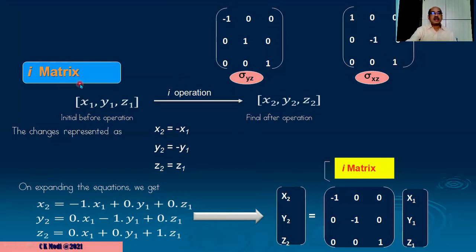In the same way we can get the matrix for the I operation. While performing the I operation, x1, y1, z1 become x2, y2 and z2, where x2 is equal to minus x1, y2 is equal to minus y1, and z2 is equal to minus z1. So all of you just keep in mind that for the I matrix, the value is minus 1 0 0, 0 minus 1 0, 0 0 minus 1.